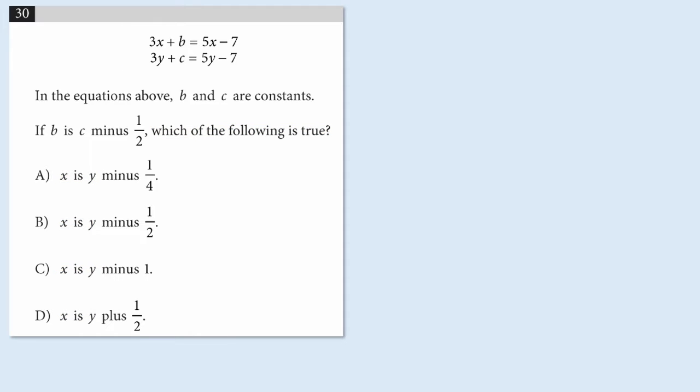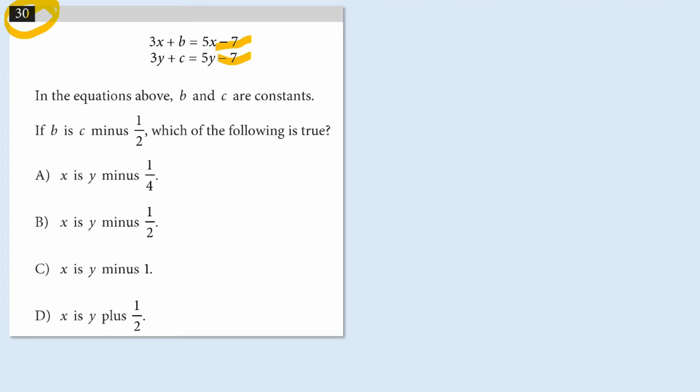The next thing I did was I realized there's something going on with these equations, right? I have a 3 times x or y, adding a b or c, and then I have 5x and 5y. And there's something about this here. I have -7 and -7. And I said to myself, well, that's not coincidental, right? Especially when I realize this is one of the last questions in the last section of the math test. And so they're probably trying to be a little tricky here. And I just have to figure out, well, what am I going to do with that?